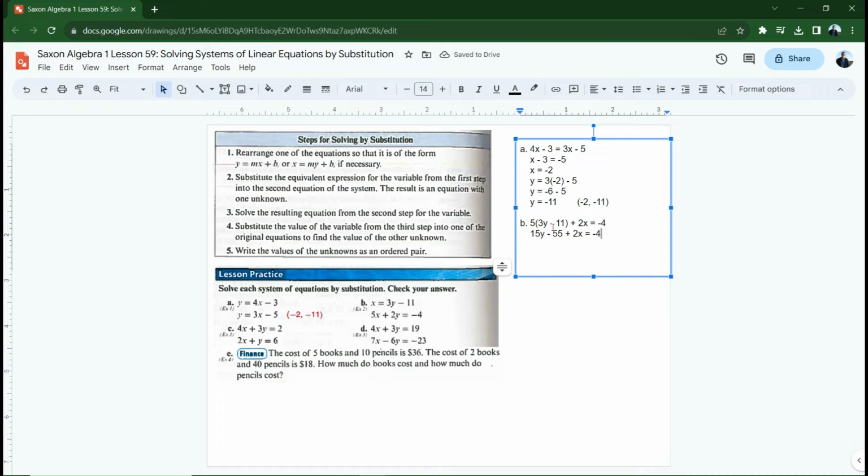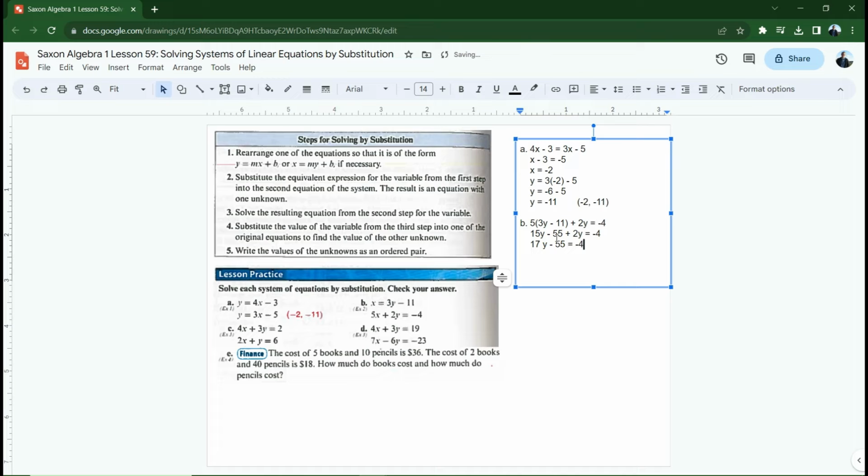Oh, hold on a second. I messed up. This is 2y. That should be 2y here and 2y here. There was no x. It's 2y. It was this term. Okay, let's go back to it. So now I have 15 plus 2y can be combined into 17y minus 55 equals negative 4.